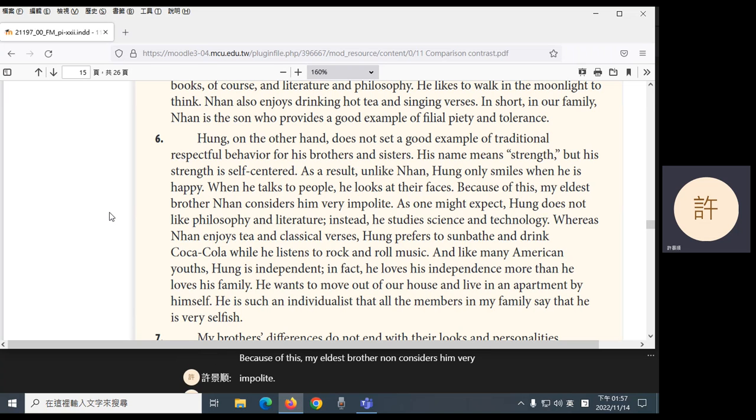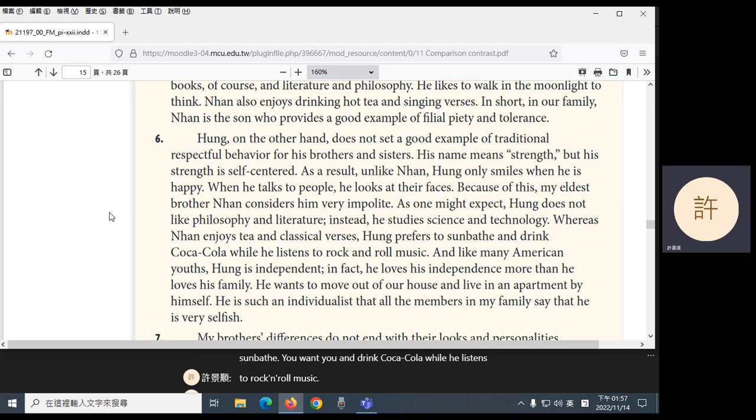As one might expect, Hung does not like philosophy and literature. Instead, he studies science and technology. Whereas Nan enjoys tea and classical verses, Hung prefers to sunbathe and drink Coca-Cola while he listens to rock and roll music.